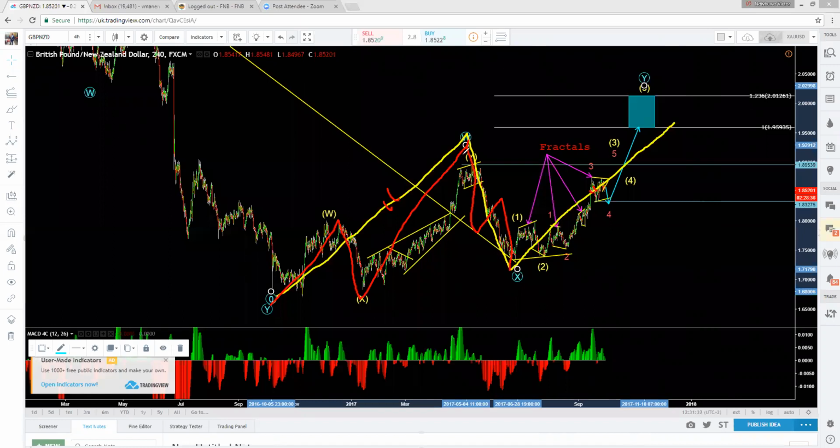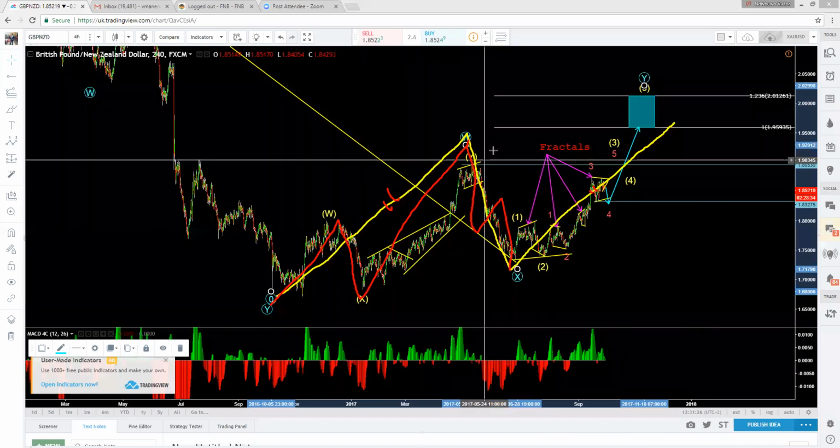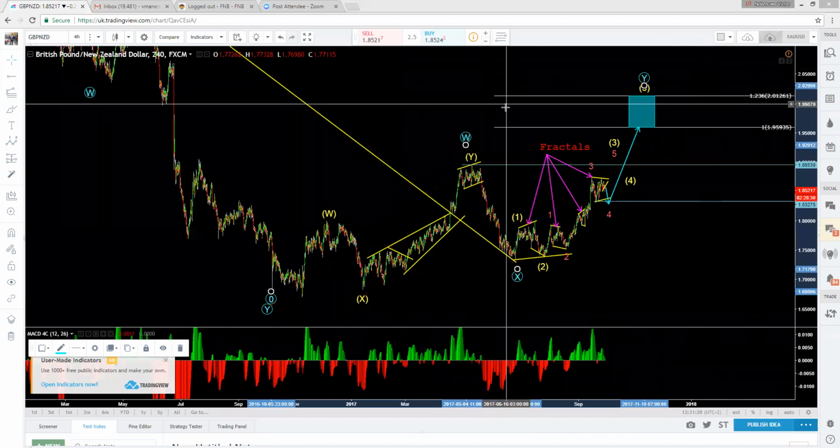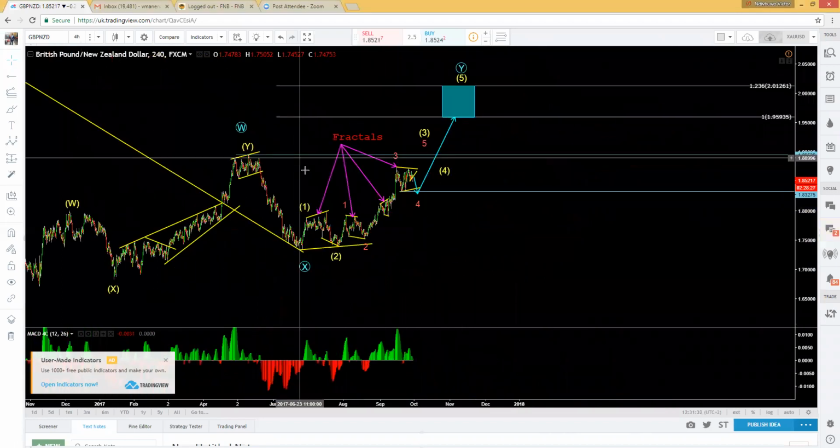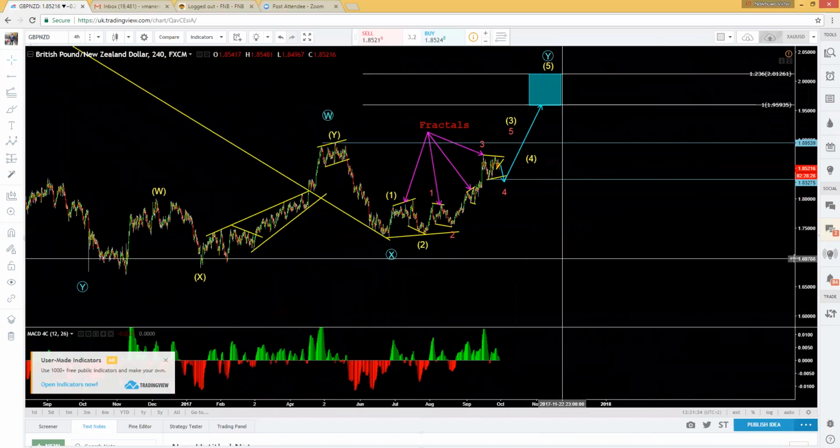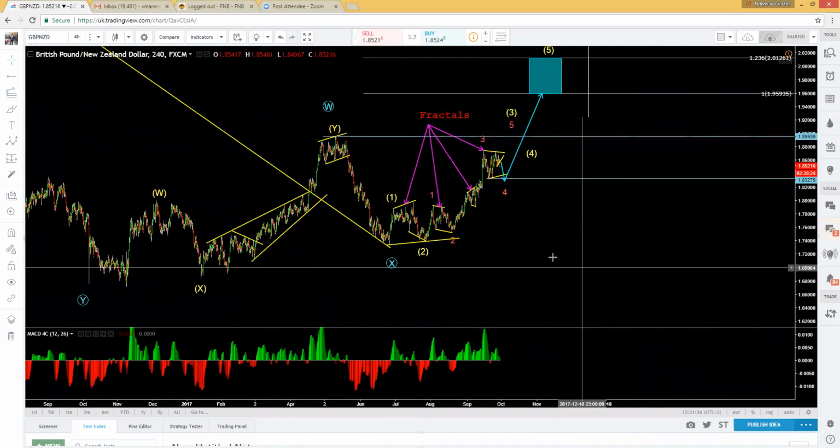This could have been 5 impulse, but it doesn't have to be. If it's not, then we label it a W. It's not, we don't label it a 1, 2, 3, 4, 5. We do not force labelings. That's why you need to have a clearly defined strategy that tells you when to label 1, 2, 3, 4, 5, when to label ABC, when to label WXY.